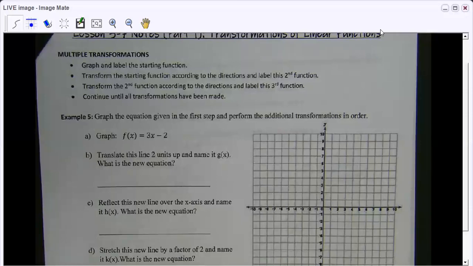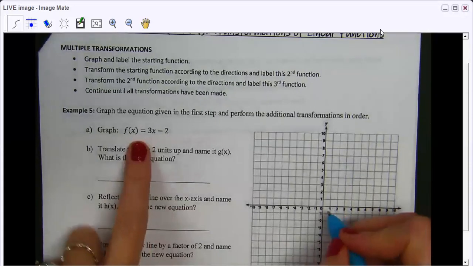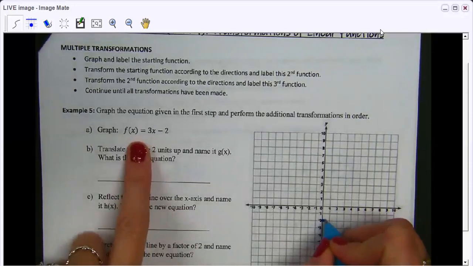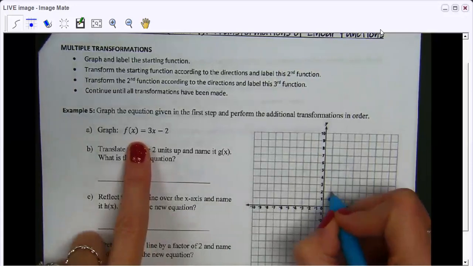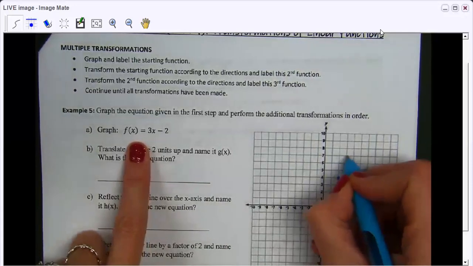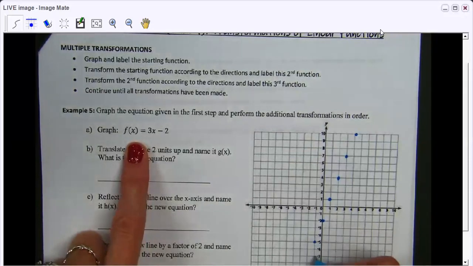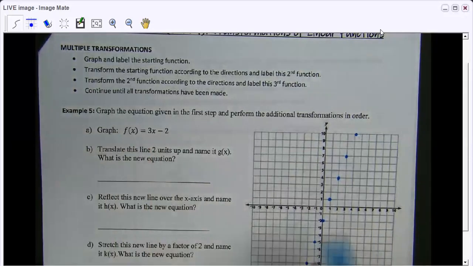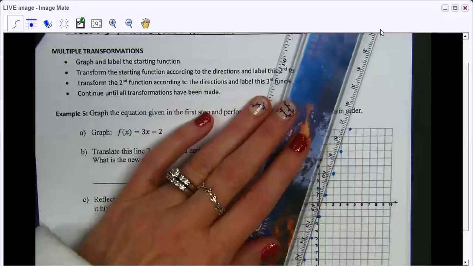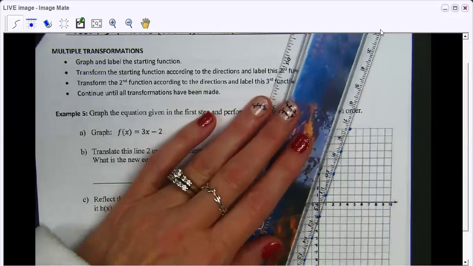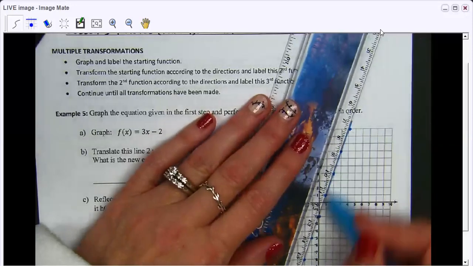Okay. So we're going to start with A. A tells us to graph f of x equals 3x minus 2. So I want everybody to start with that equation. And then make sure you label that f of x. That tells me which line is graphed where.